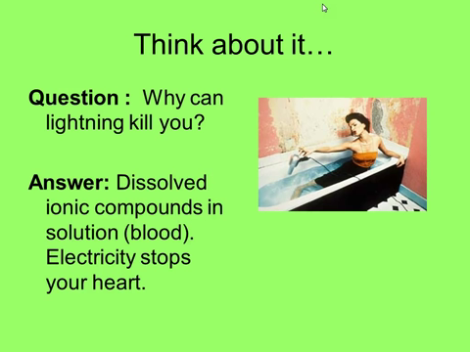It can. So, the reason lightning can kill you, or dropping the curling iron in the tub will kill you, is that you have dissolved ionic compounds in your blood. Your blood is a good conductor. And so what happens is the current goes through your blood and hits your heart and stops your heart, which also runs on electricity, turns out. So the reason it goes through you so easily is that you have dissolved ionic compounds in solution.